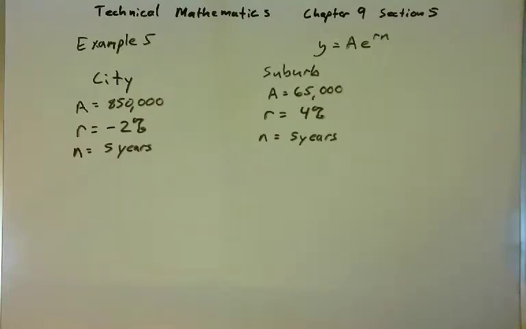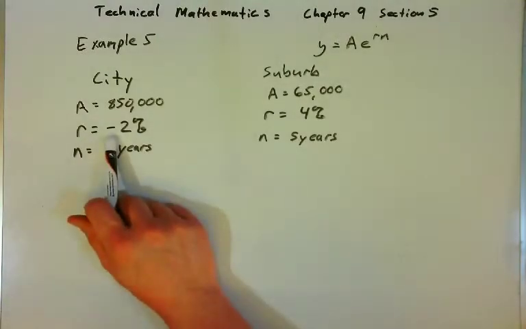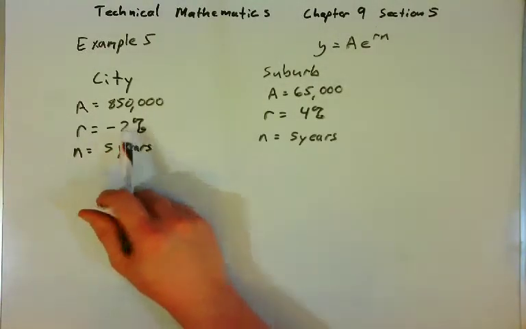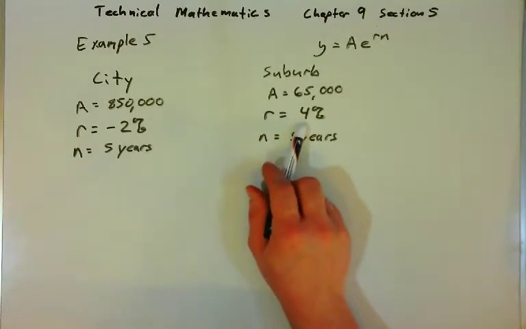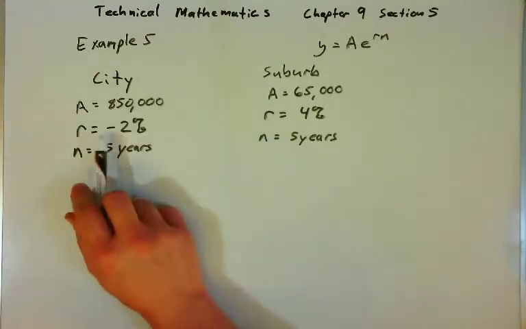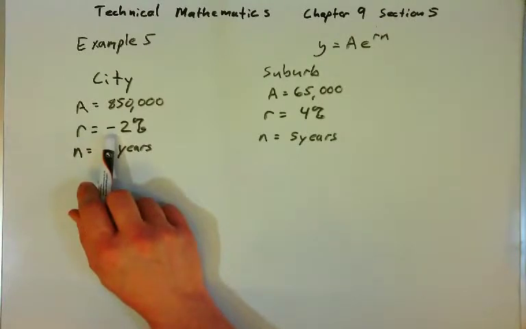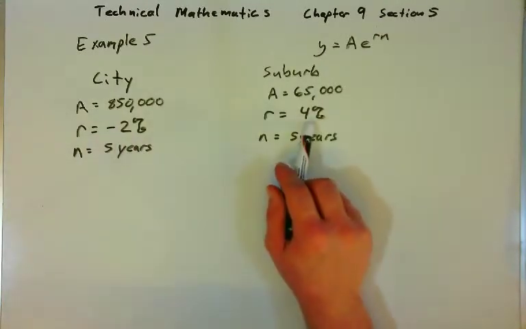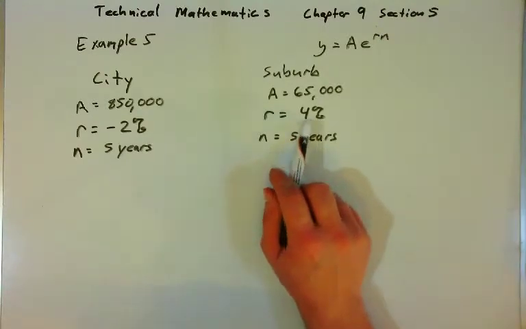This is example 5. It says a city has a population of 850,000, and a nearby suburb has a population of 65,000. Studies have determined that the city will lose population at a rate of 2%, while the suburb will gain population at the rate of 4%. Find the population of each in 5 years. And so, two different situations here, a city and a suburb. The city is losing population by 2% per year, and the suburb is gaining population by 4% per year. So the rate of growth of the city is negative because it's losing population, whereas the rate of the suburb is positive because it's growing.